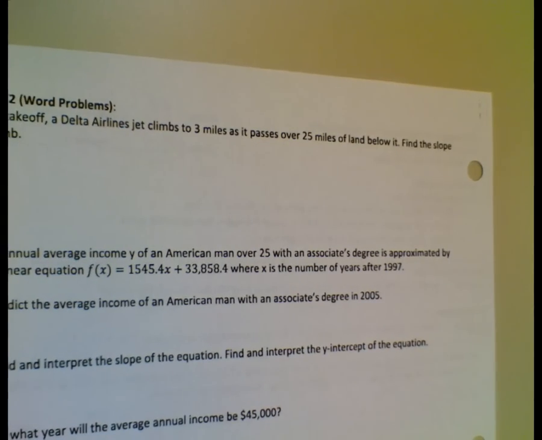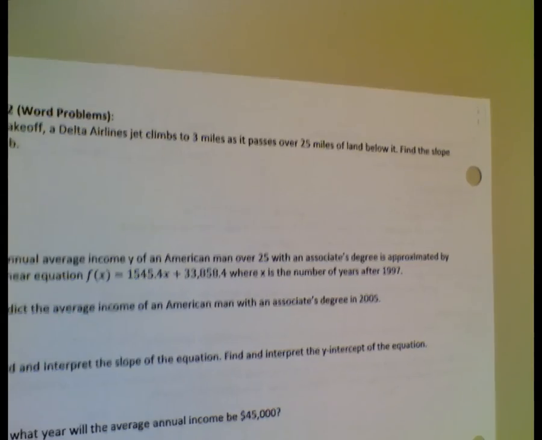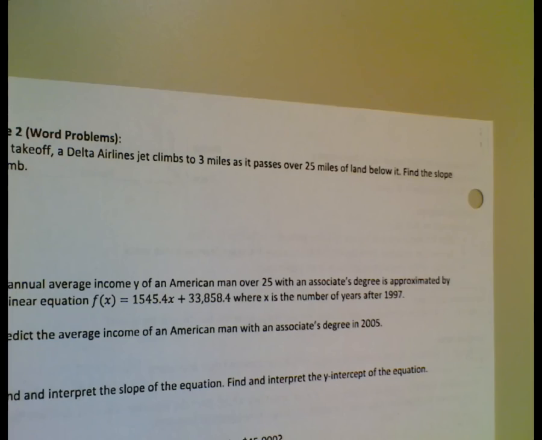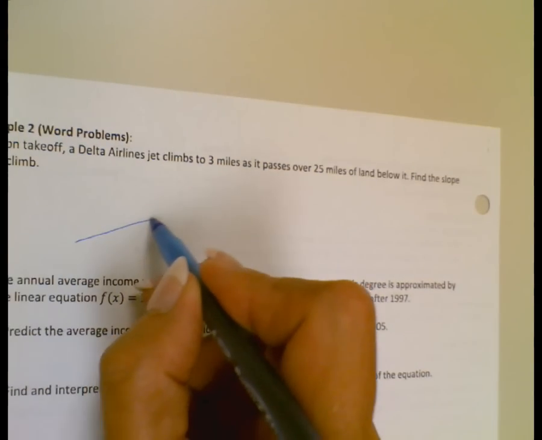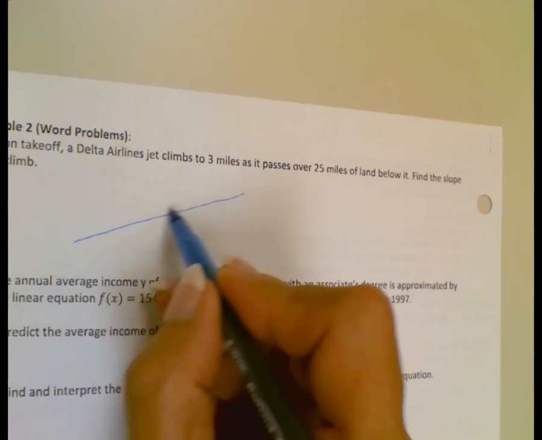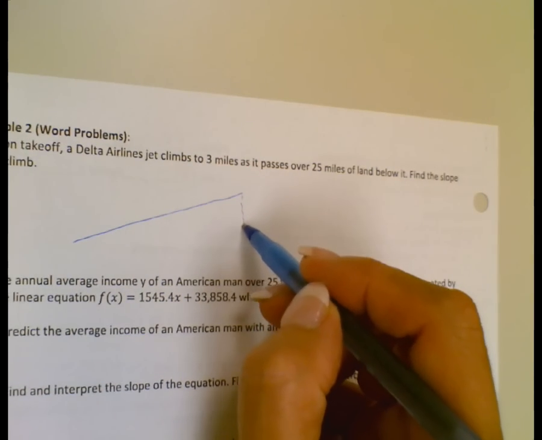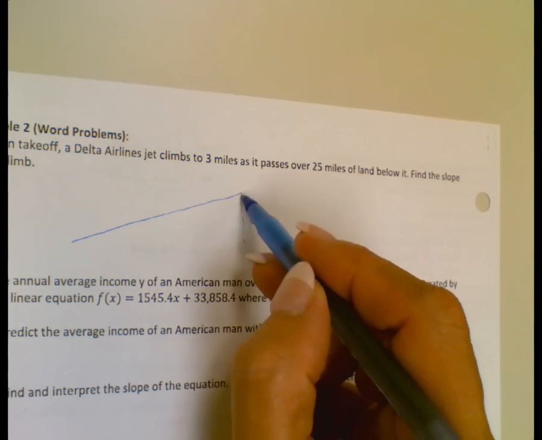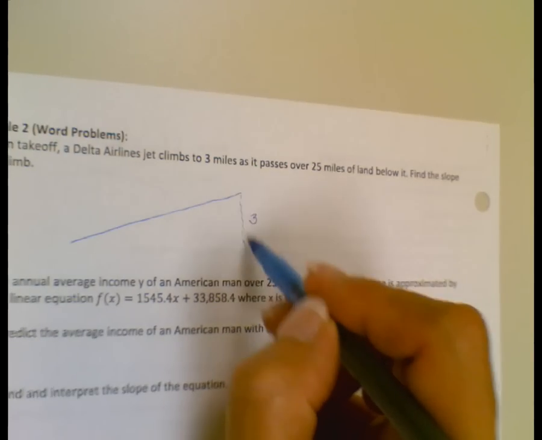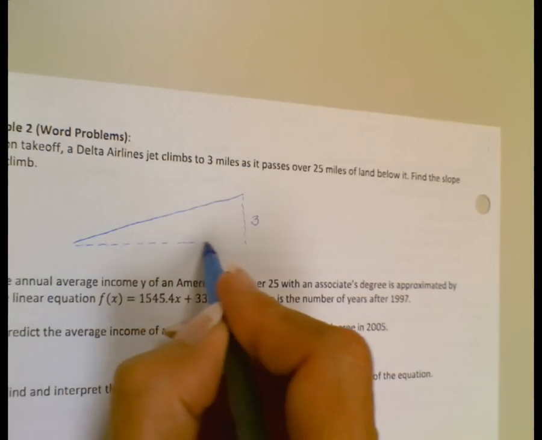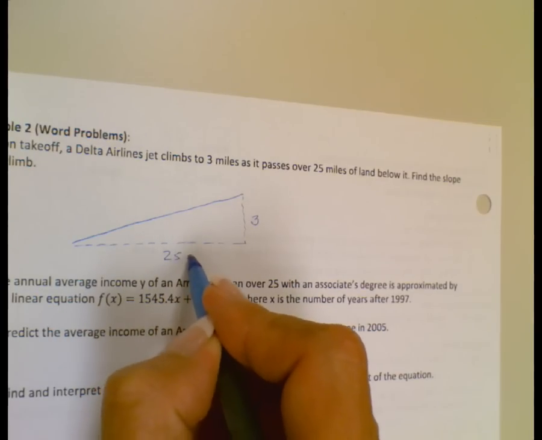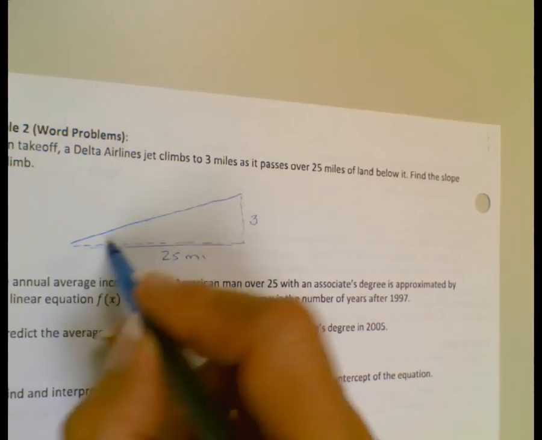Okay, word problems. Don't be afraid of the word problems. Upon takeoff, a Delta Airline jet climbs to 3 miles as it passes over 25 miles of land. So here's, you know how planes take off? It climbs to 3 miles. That means it's 3 miles from the ground, high, this way. As it passes over 25 miles of land. It passes over 25 miles of land as it is rising.